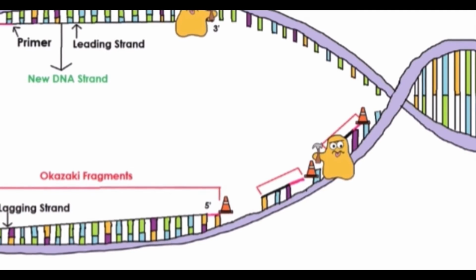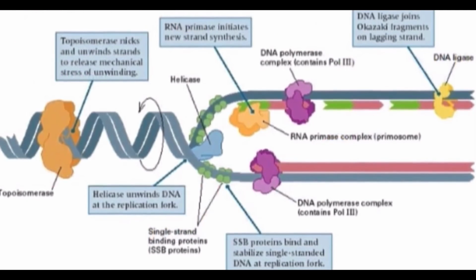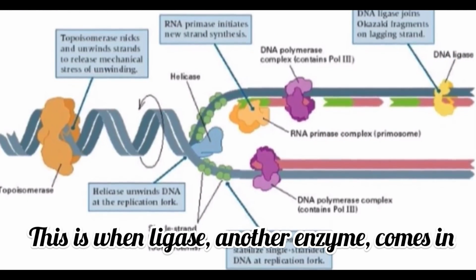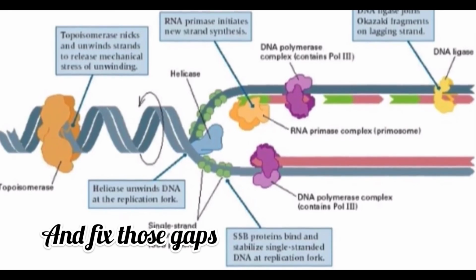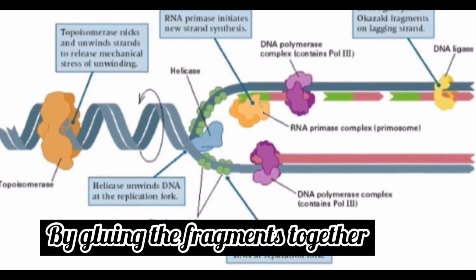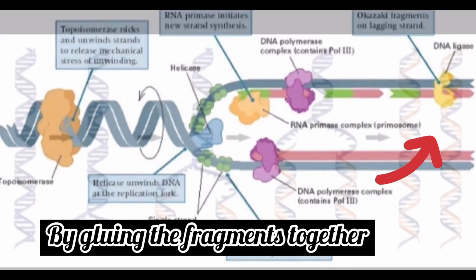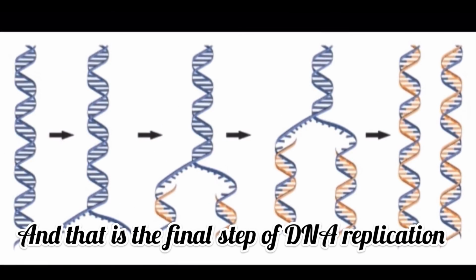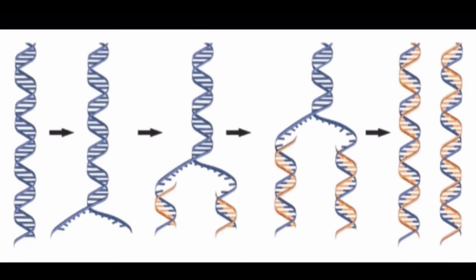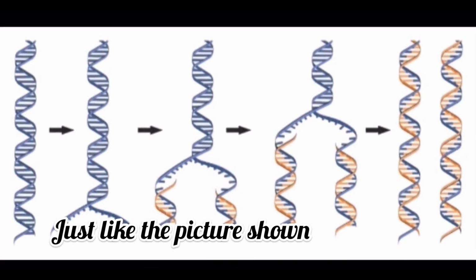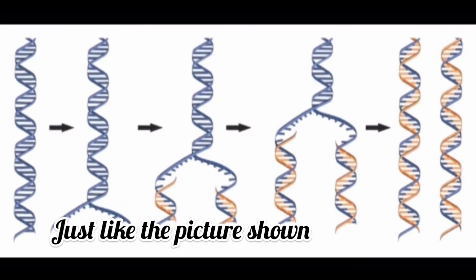the DNA won't work. This is when ligase, another enzyme, comes in and fixes those gaps, making them one line by gluing the fragments together. And that is the final step of DNA replication. So after this step you will get 2 identical DNAs.